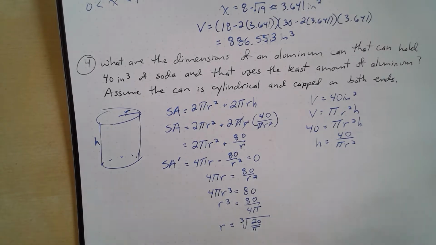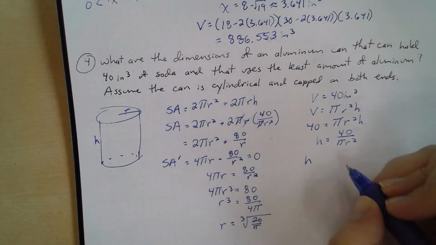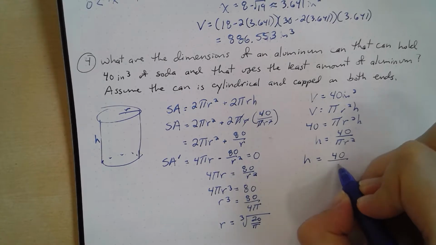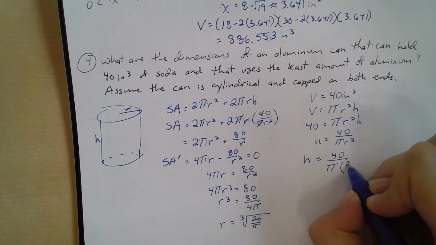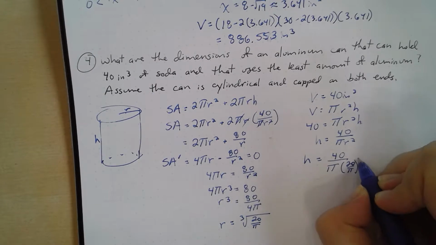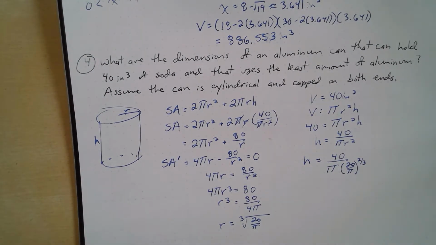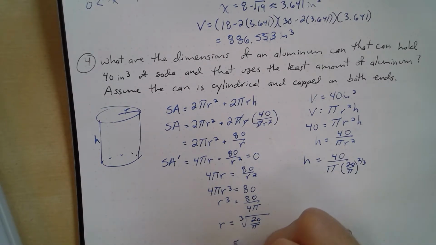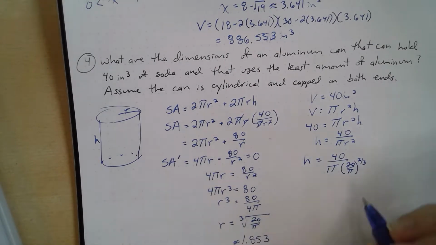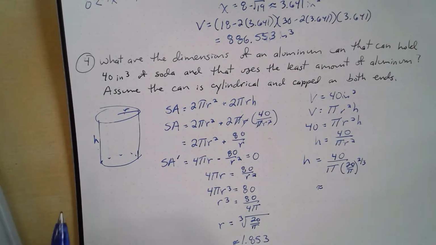All right, beautiful. So our height is going to be equal to 40 over pi times 20 over pi to the 2/3 power, right? And I'm just going to take these and calculate what they are to a decimal place, because otherwise we're going to be dealing with a mess here. So this is about 1.853, and this is about 40 divided by, goodness, what a hot mess.